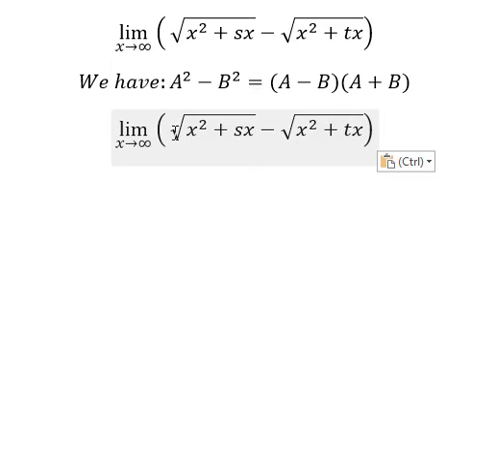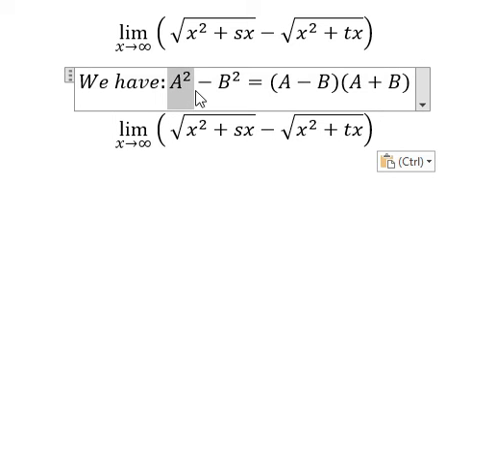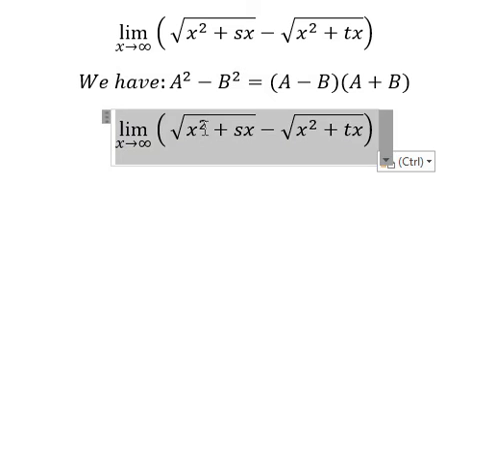This one is about a minus b. We want to create a squared minus b squared. So to create this one, to cancel the square root, we need to multiply by a plus b on the numerator and denominator. So that should be like this.